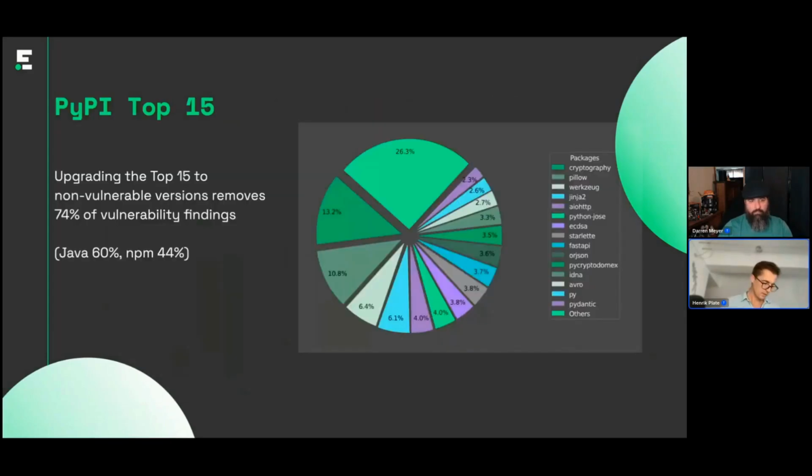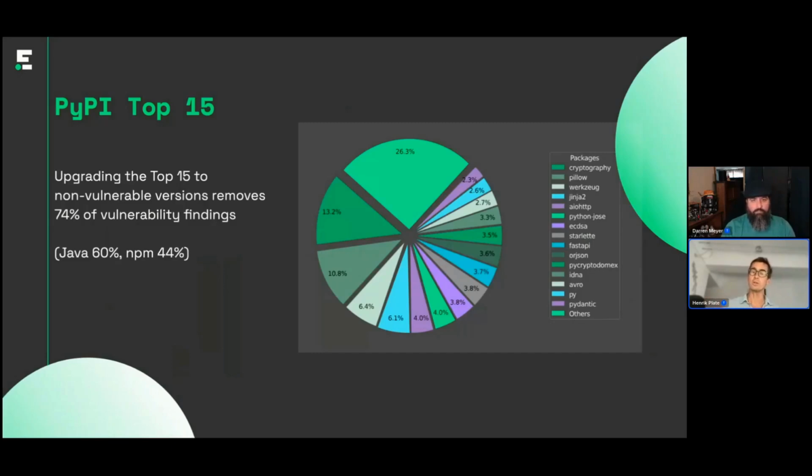Another data point that we wanted to look at is to understand which of the open source libraries cause most of the vulnerability findings in our customer tenants. So here we have one chart produced for the Python PyPI ecosystem, and it basically shows that the 15 components that are responsible for most of the vulnerability findings add up to 74% of all findings, right?